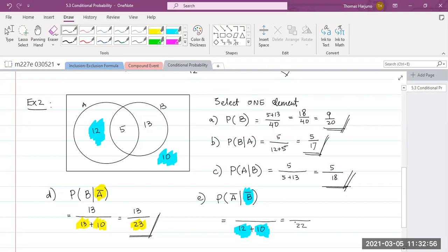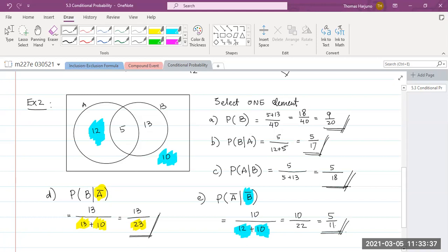Now, how many of them are not in A? There are 10 of them not in A, right? So that will be 10 over 22, which we happen to be able to reduce. Okay. If you can reduce, always reduce.